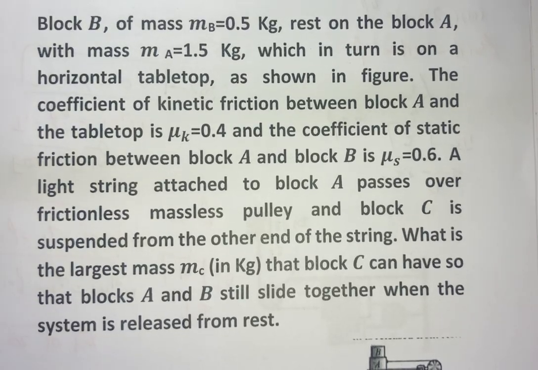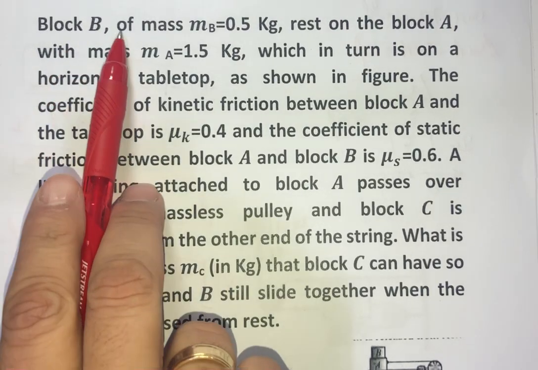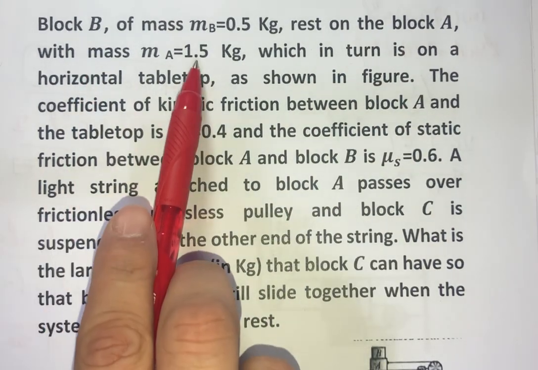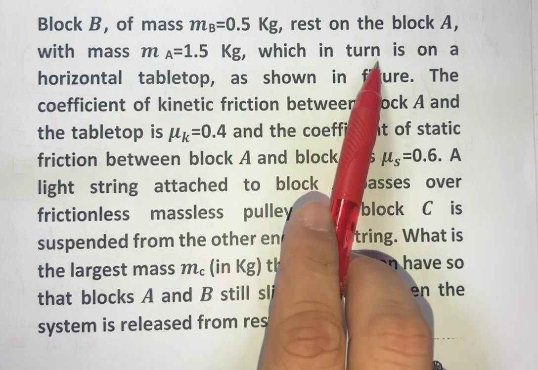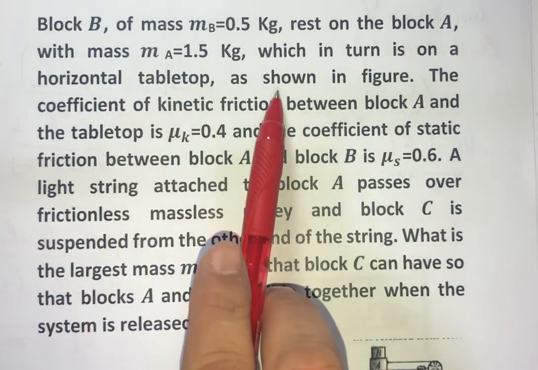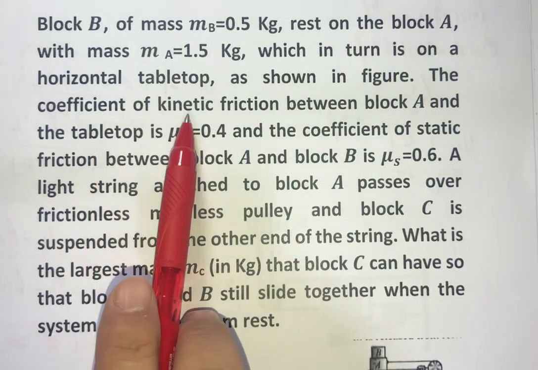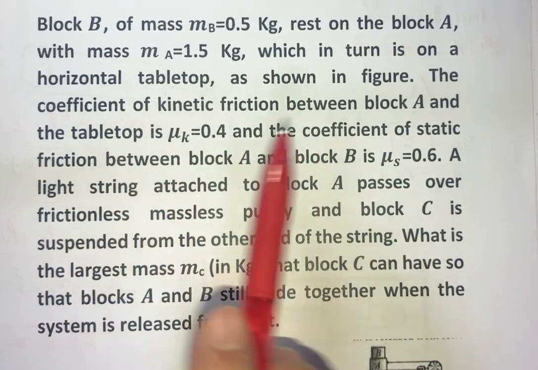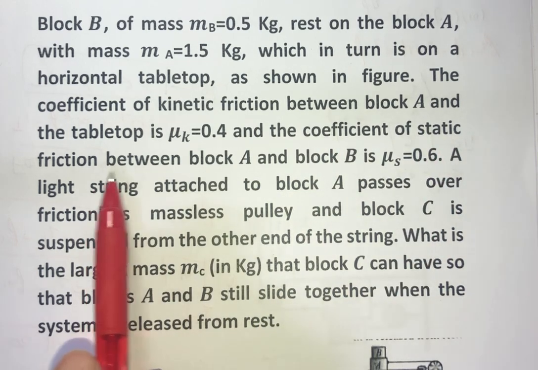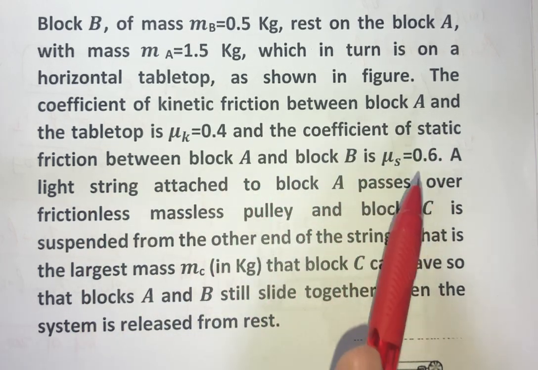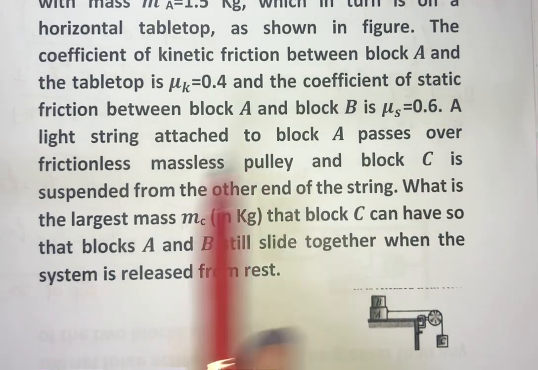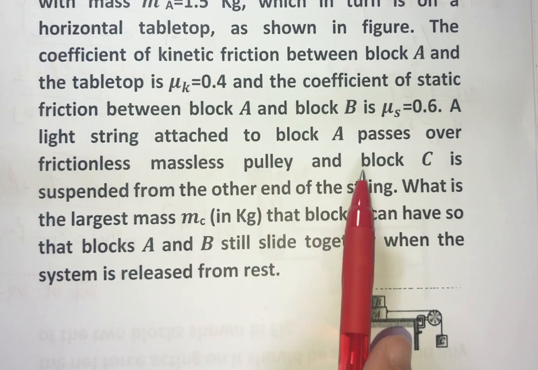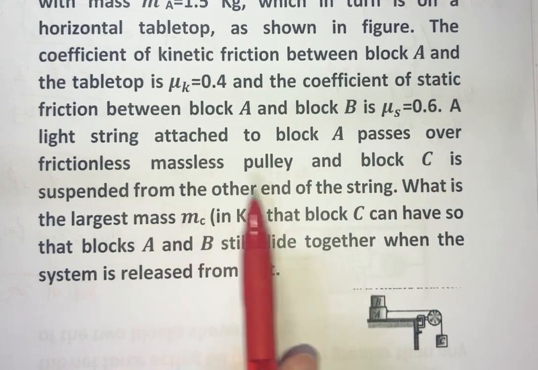Hello friends. So in today's question, block B of mass 0.5 kg rests on block A with mass 1.5 kg, which in turn is on a horizontal tabletop as in figure. The coefficient of kinetic friction between block A and tabletop is 0.4 and coefficient of static friction between block A and block B is 0.6. A light string attached to block A passes over a frictionless massless pulley and block C is suspended from the other end of the string.